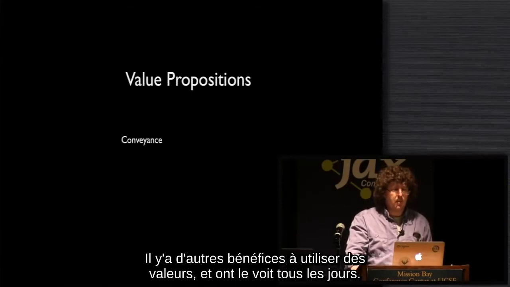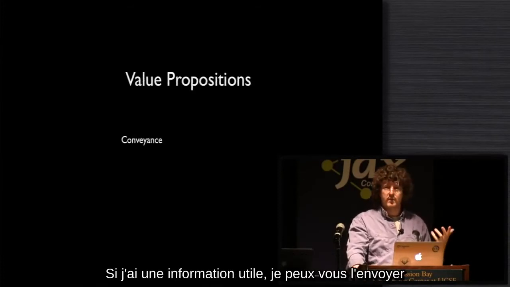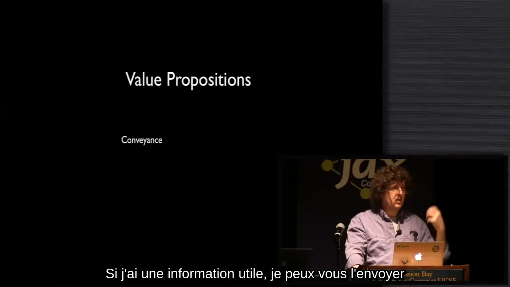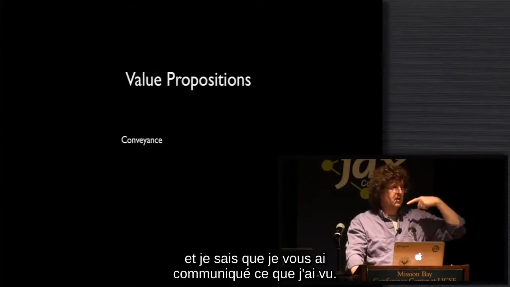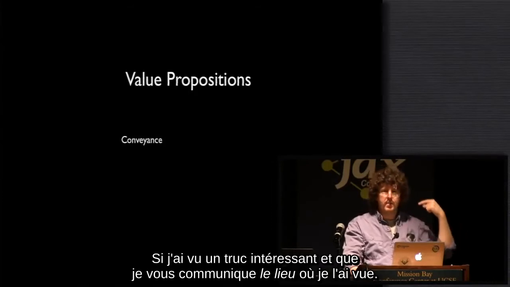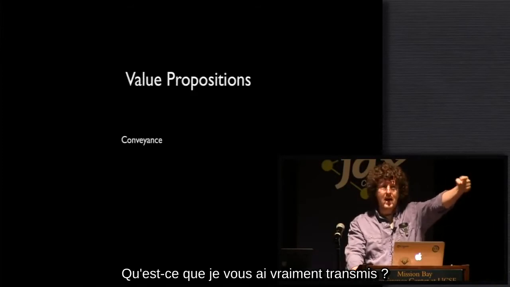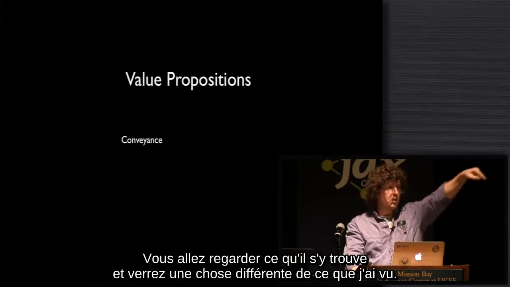There are other benefits you get from values, and we see these all the time. Values are easy to convey. If I have some piece of information I think is useful, I can send you that value, and I know I've communicated to you what I was seeing. If I see something interesting, and I communicate to you the place where I saw it, what have I actually conveyed to you? Nothing. Not the information, that's for sure. Because you go look at that place and see something totally different from what I saw.